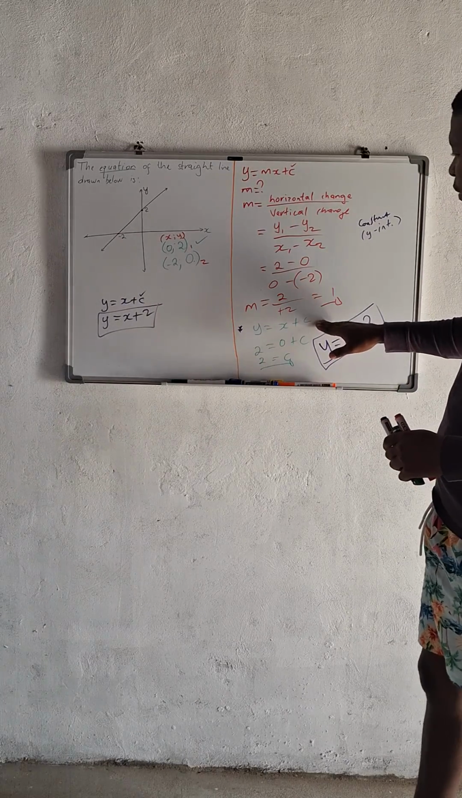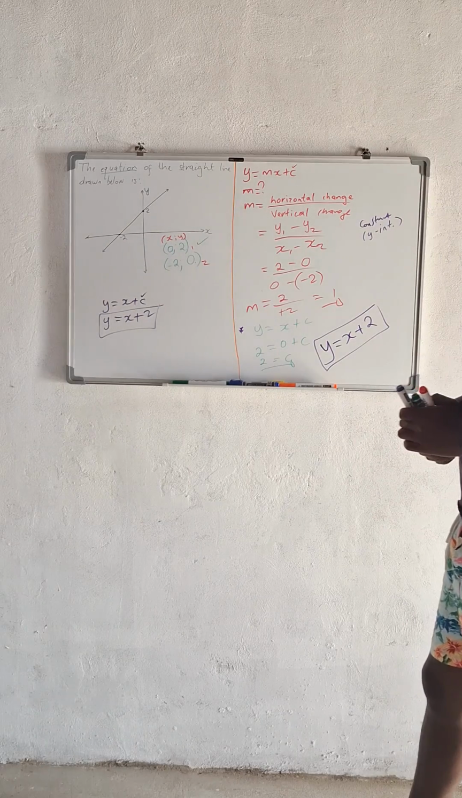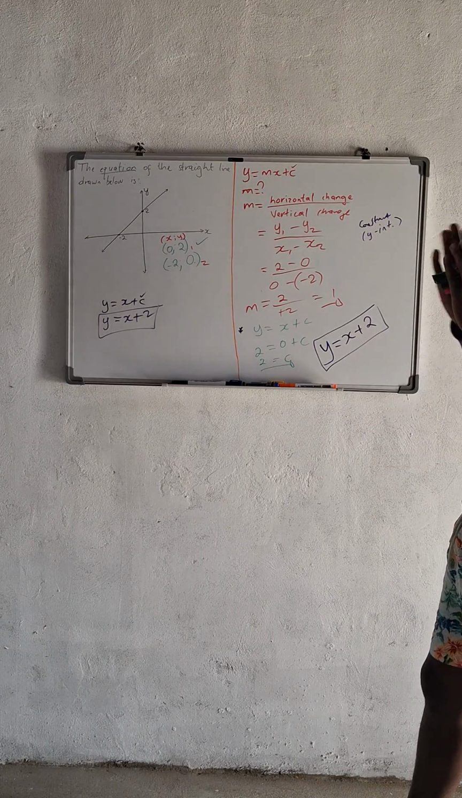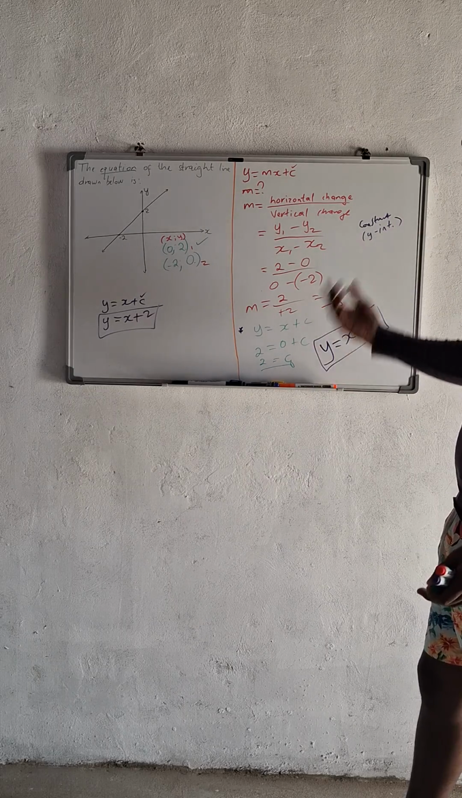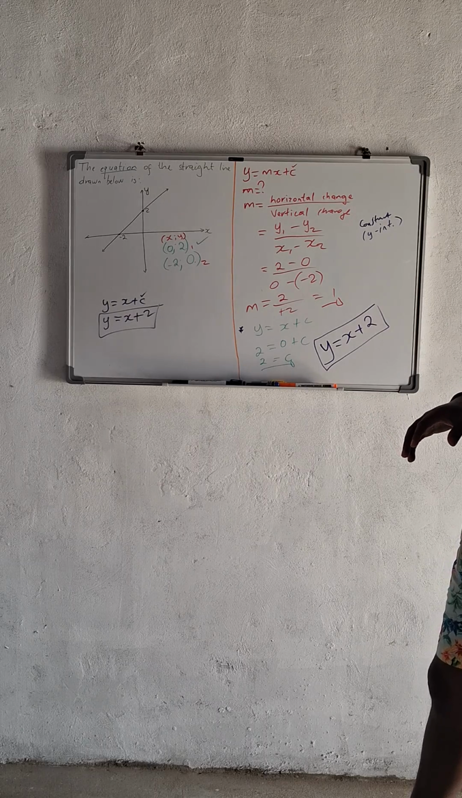How to find c using a coordinate, and how to find c using the y-intercept, which is 2 for this case. I've been doing this many times. I just want you to get it because you'll find these questions on the exam.